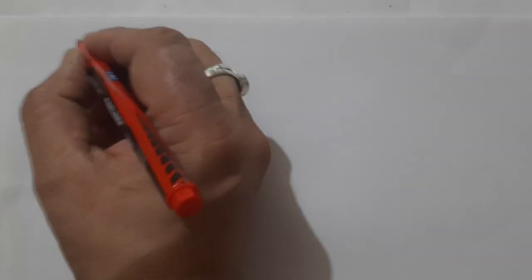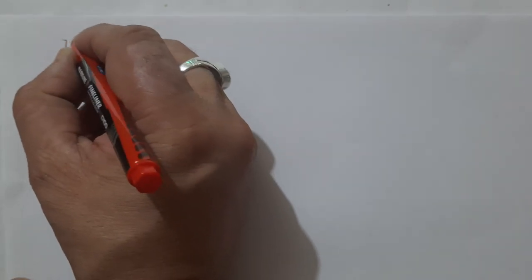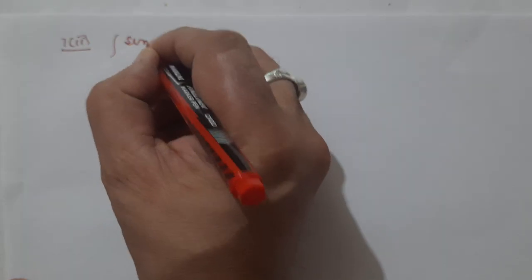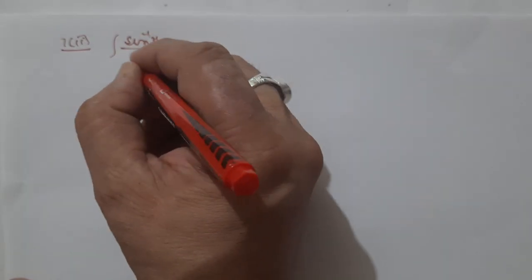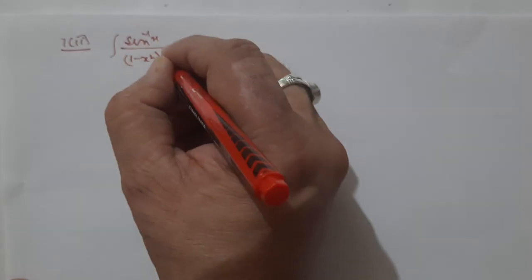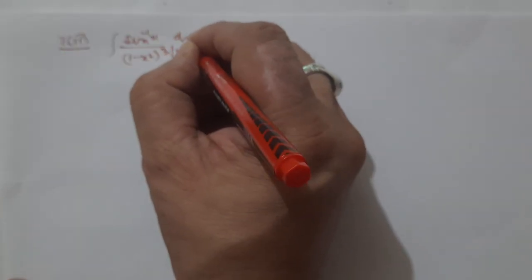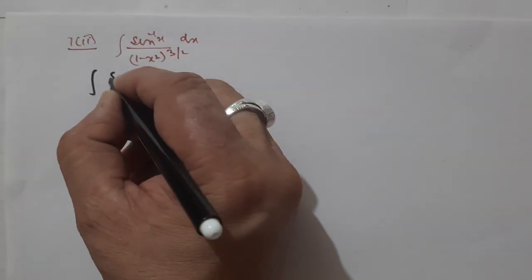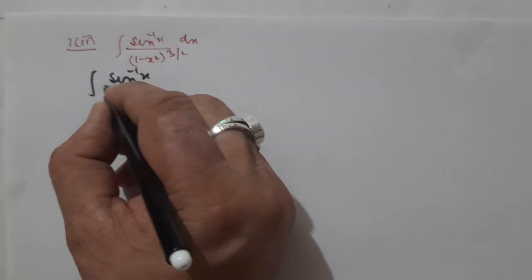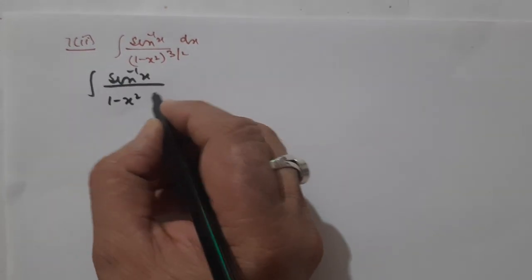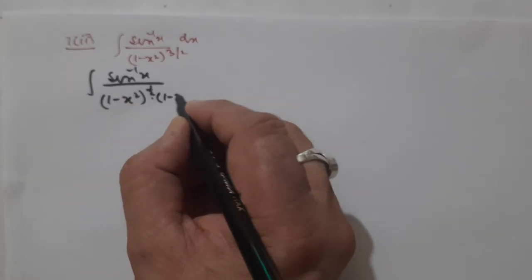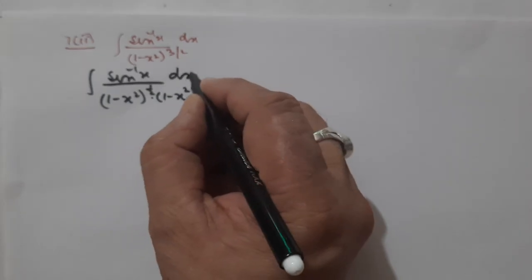Now second part of sum number 7. Second part is sin inverse x upon 1 minus x square, its power 3 by 2. Now students, this question is also solved by using substitution. So first of all, we write this expression like this: sin inverse x, 1 minus x square power 1 by 2 into 1 minus x square dx.